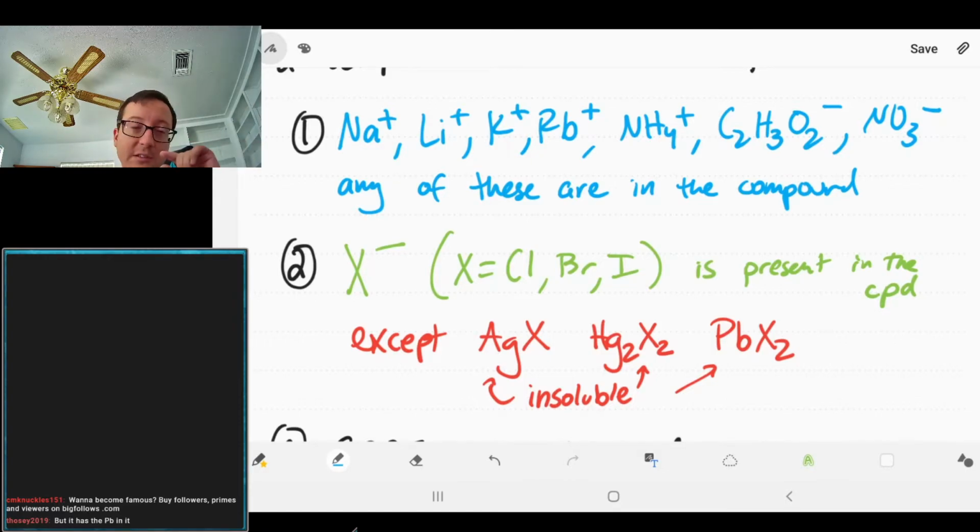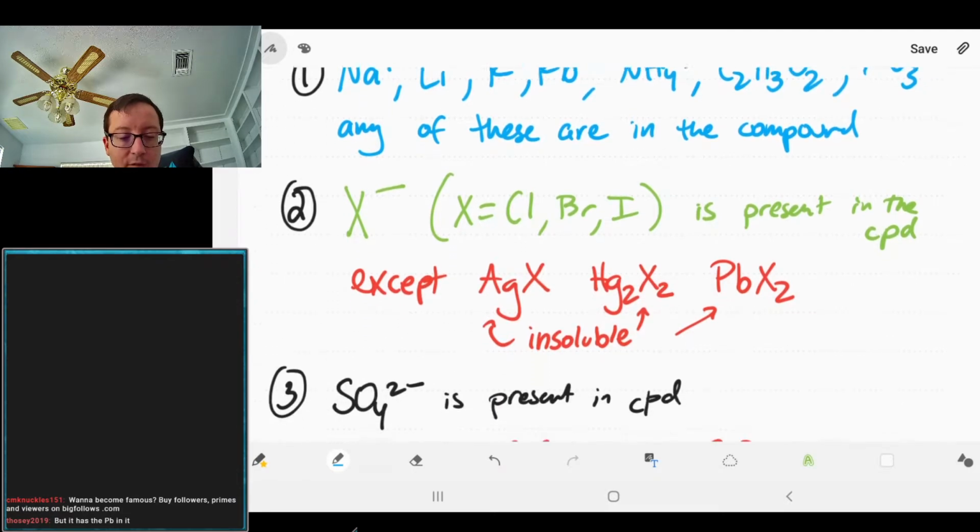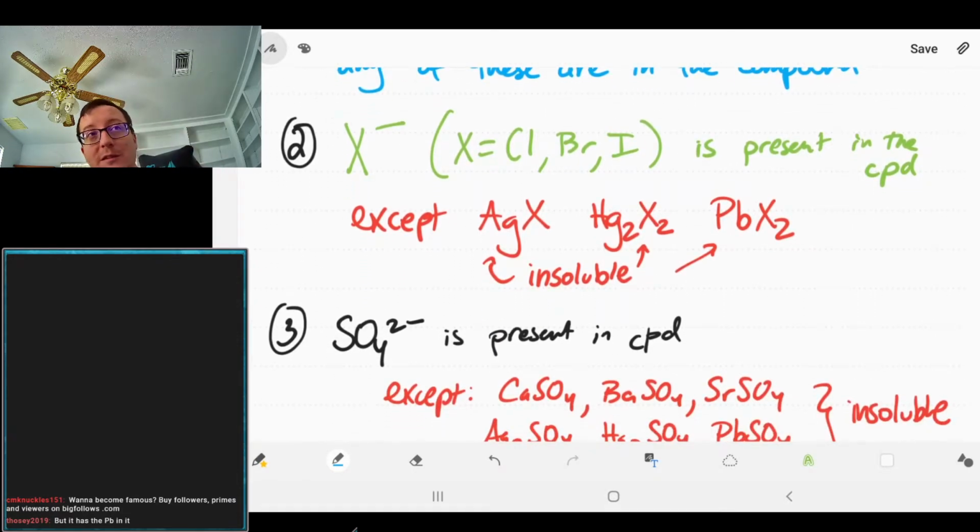There's no exceptions. It doesn't say right there lead nitrate is not soluble. It certainly is soluble. Anything with any of the rule 1 ones will always be soluble. For rules 2 and 3, most things are soluble, with a few exceptions.